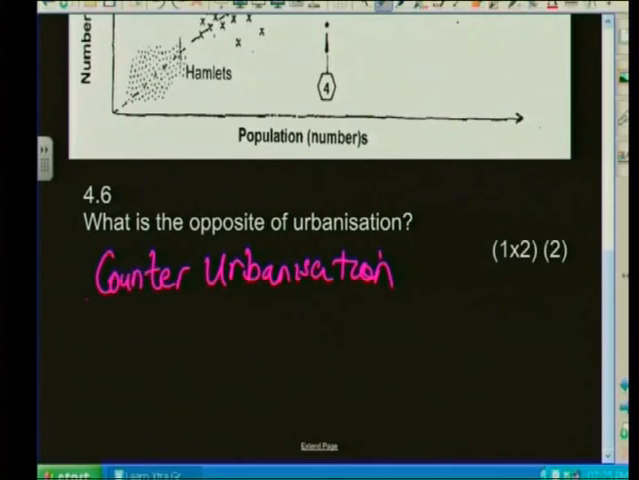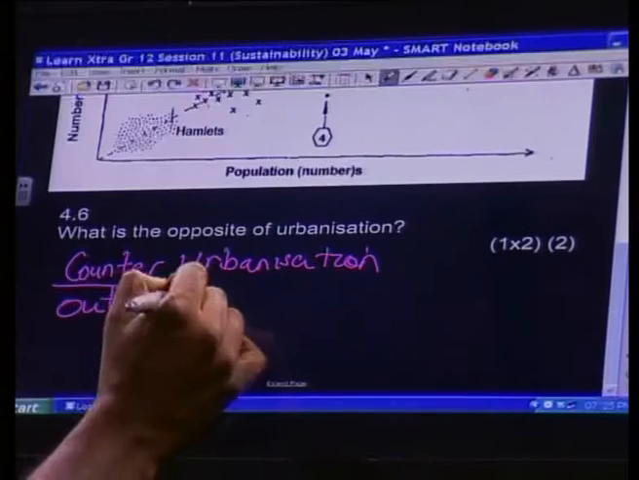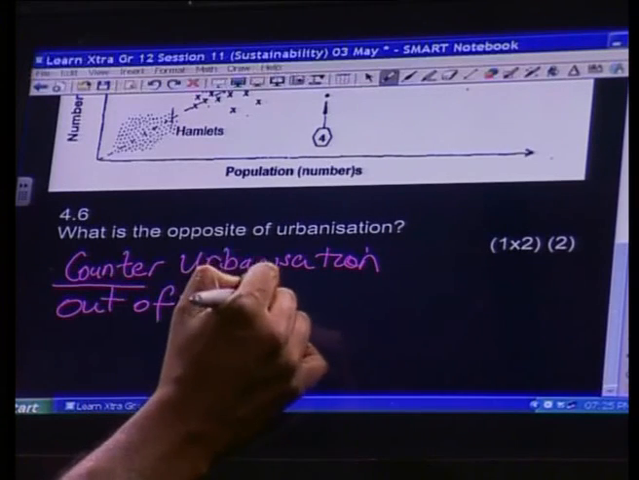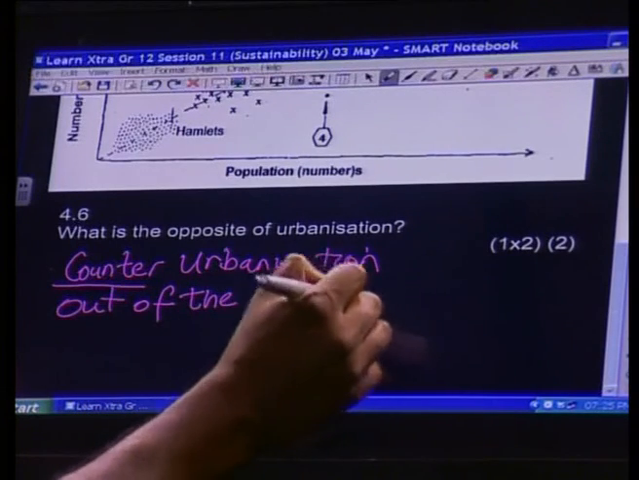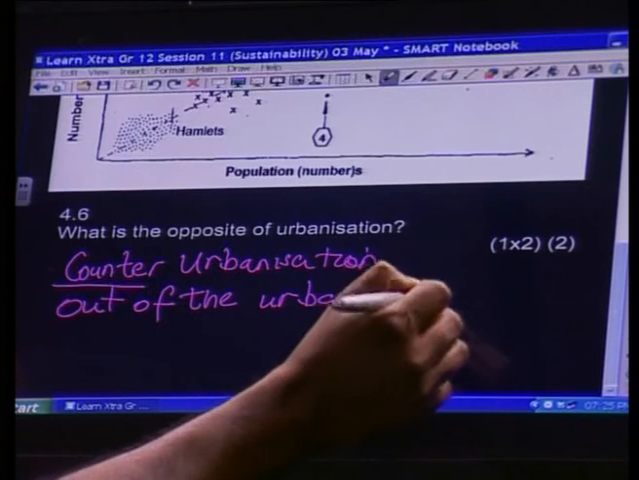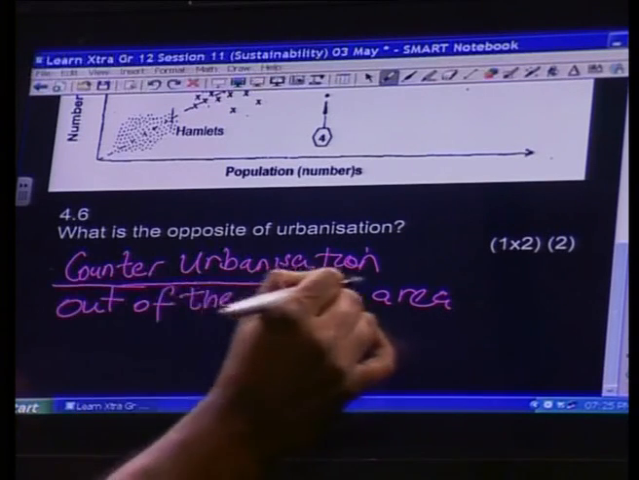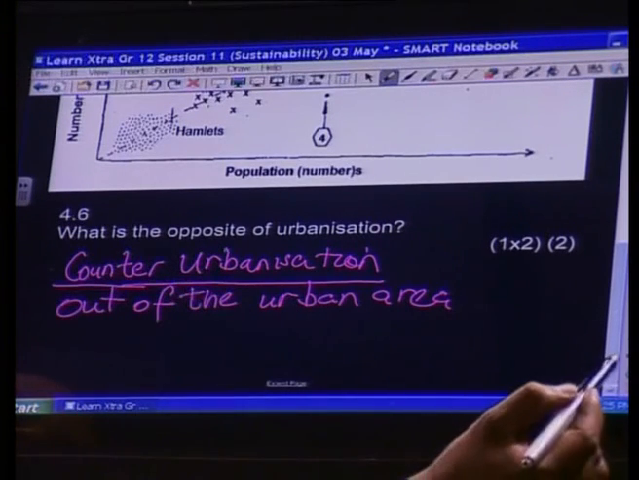Counter simply means the reversal. Whereas you have urbanization, where people are moving into the urban area, counter-urbanization refers to that which the people are moving out of the urban area. The concept that we deal with is called counter-urbanization.